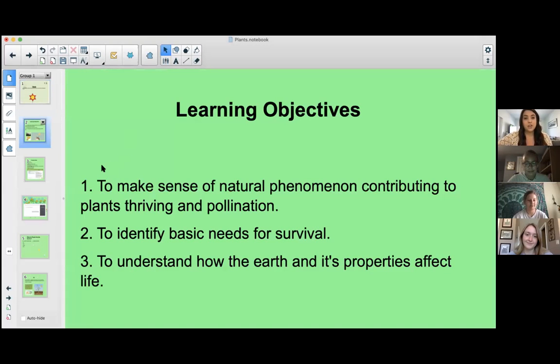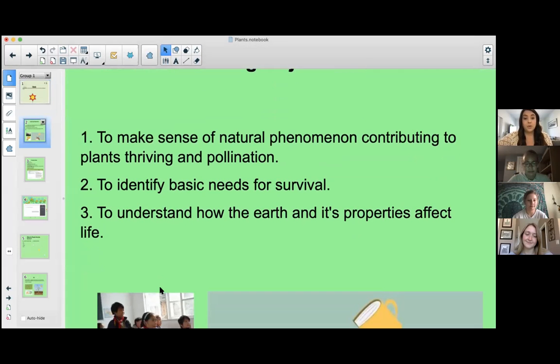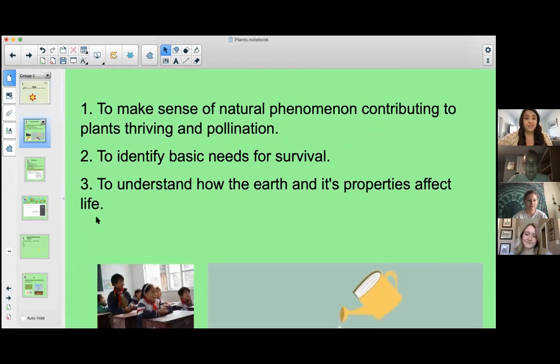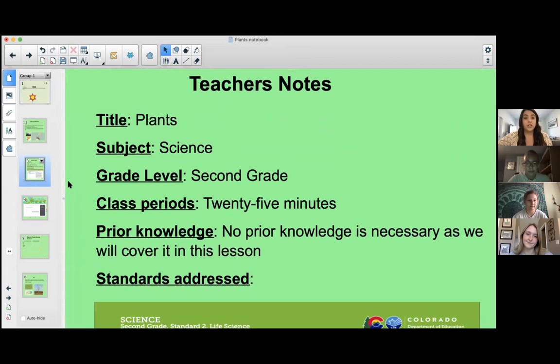So moving on to our learning objectives, we want to make sense of natural phenomena contributing to plants thriving and pollination. We want to identify the basic needs for survival, and we also want to understand how the earth and its properties affect life. Moving on to our teacher notes, we are talking about plants.